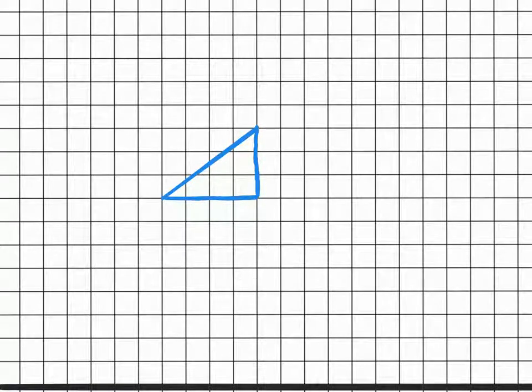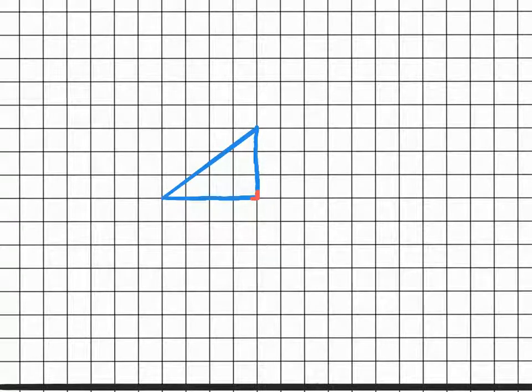Let's turn our attention to finding the area of triangles. You can see once again I've drawn a triangle here. This happens to be a right triangle because there is a right angle right here. And as I want to find the area of this, I've put this on graph paper. Once again, I put this on graph paper because I want you to see something.